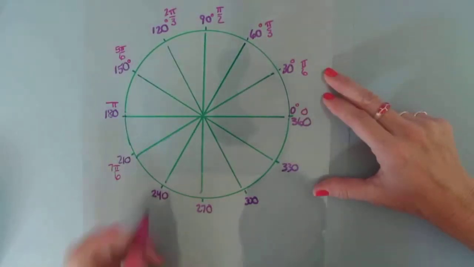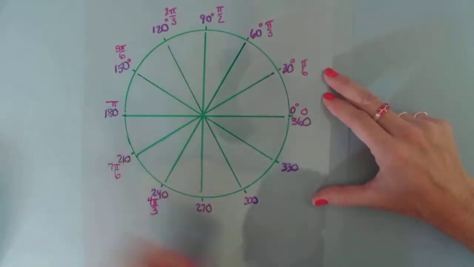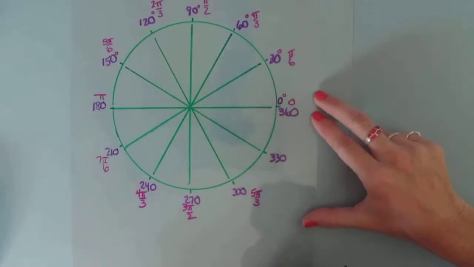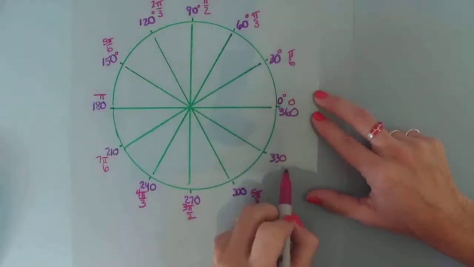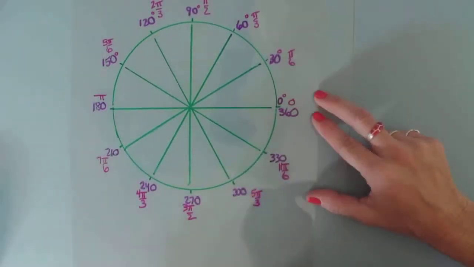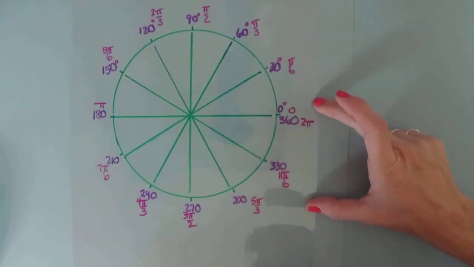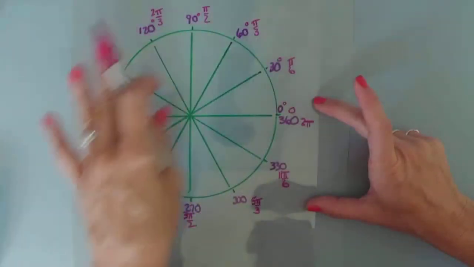210 we calculated as 7 pi over 6. 240 was our 4 pi over 3. Then our 3 pi over 2. And then our 5 pi over 3. Our 11 pi over 6. And finally, our 2 pi radians. Okay, so you can see that there.